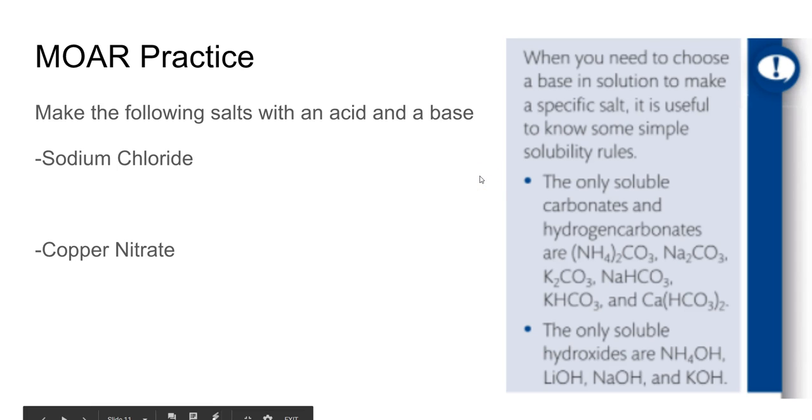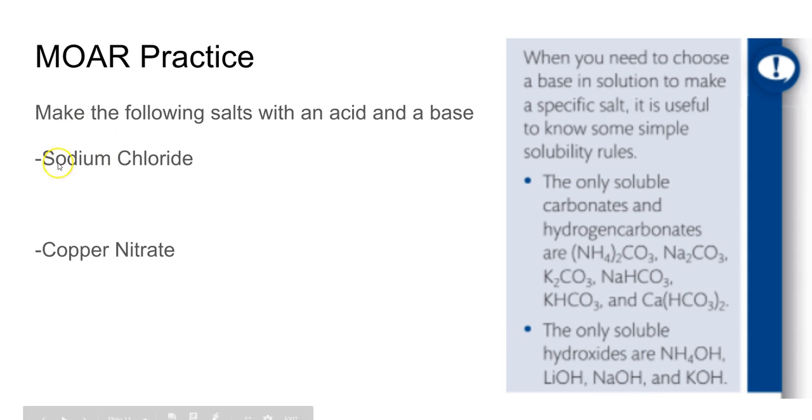Let's do a little more practice. Make the following salts with an acid and a base. If I'm trying to make sodium chloride, what acid and what base would I use? Quick little note from the IB. The only carbonates and hydrogen carbonates that you can use are ammonium carbonate, sodium carbonate, potassium carbonate, sodium hydrogen carbonate, potassium hydrogen carbonate, and calcium hydrogen carbonate. The only hydroxides you can use are ammonium hydroxide, lithium hydroxide, sodium hydroxide, and potassium hydroxide.